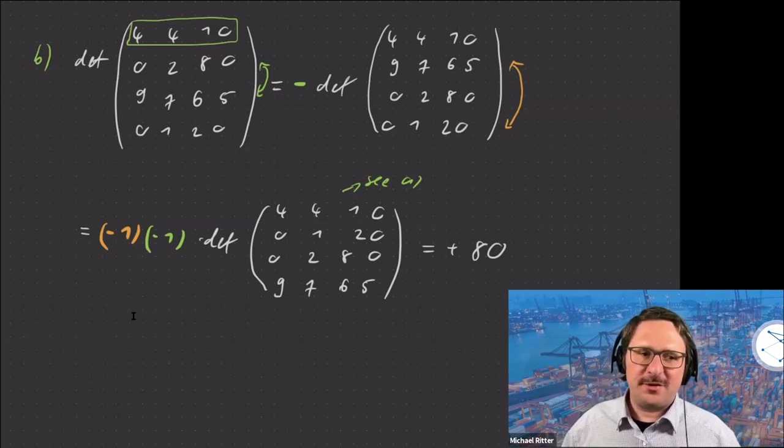You can also interpret a determinant in a geometric way, and then it's a volume of a certain body that is spanned by the columns of the matrix. But I didn't go into detail on that because mostly we don't need it here in Math 1. So I'd like to defer this to Math 2. That would lead a little too far right now.